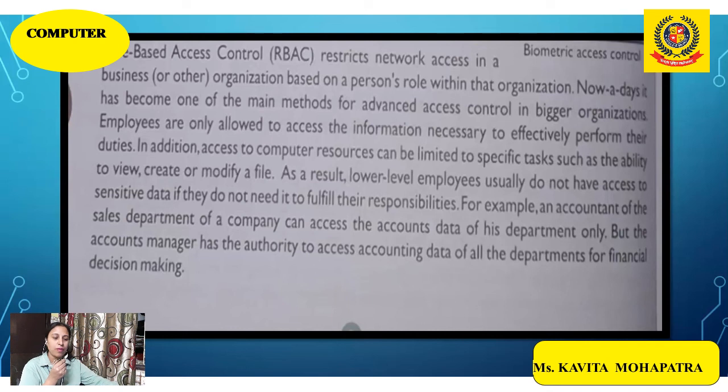So lower level employees do not use the sensitive data if they do not need it to fulfill their responsibility. For example, an accountant of the sales department of a company can access the accounts data of his department only. But the accounts manager has the authority to access accounting data of all the departments for financial decision making.